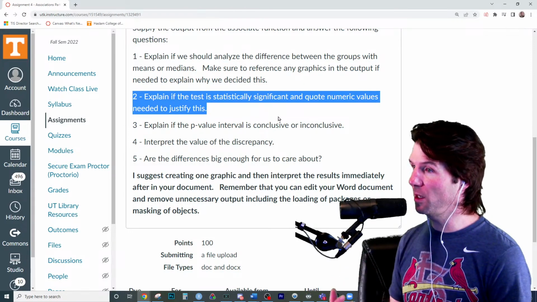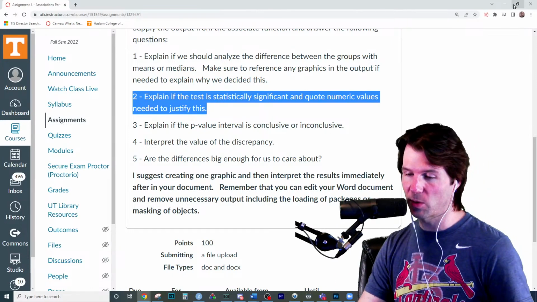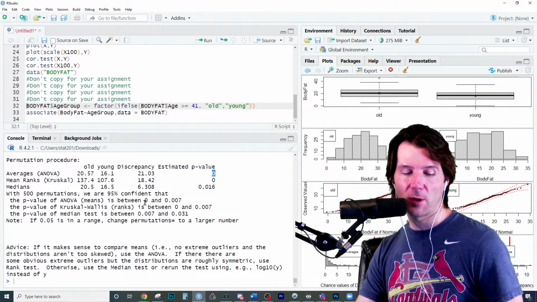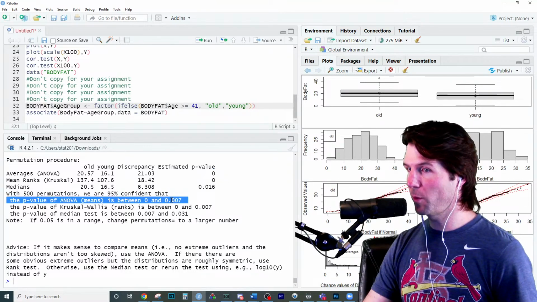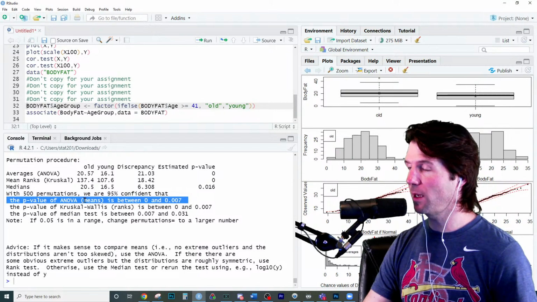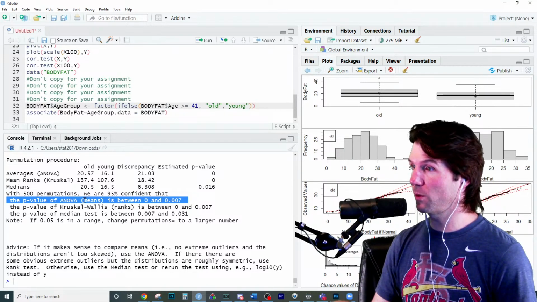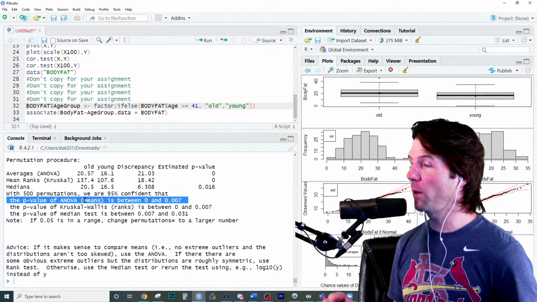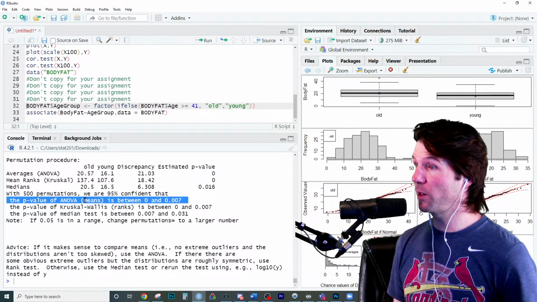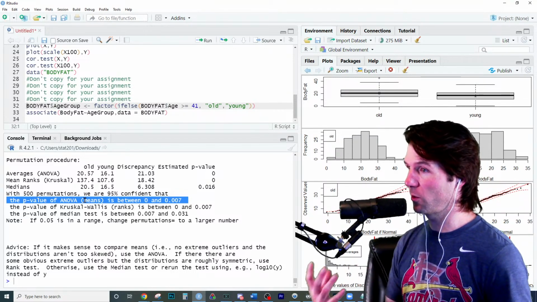Explain the p-value interval and explain if it's conclusive or not. I might explain this one here because it would take some 320 knowledge. This is what I think the p-value is contained between. I think for my test, I am 95% confident the true p-value is somewhere between 0 and 0.007. That does not include 0.05, so this means we are confident to a certain degree that this is a statistically significant result.